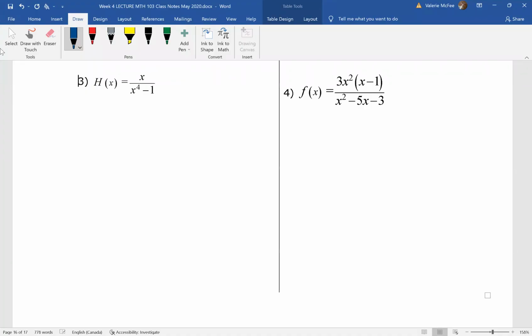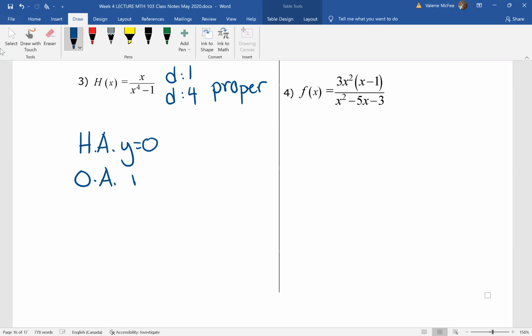In question 3, we see that the degree of the numerator is 1, the degree of the denominator is 4. This function is proper. That means it has a horizontal asymptote at y equals 0. There are no oblique asymptotes.